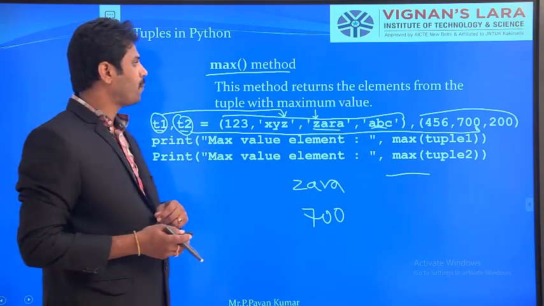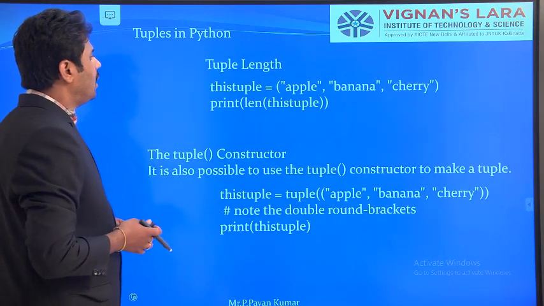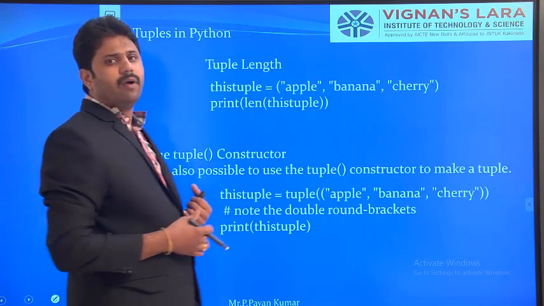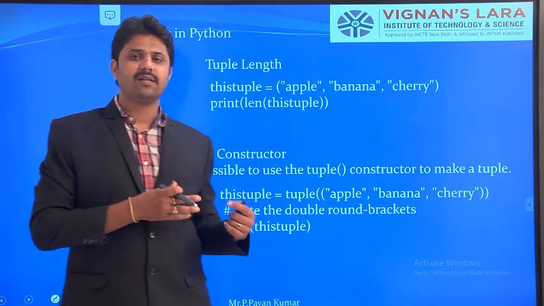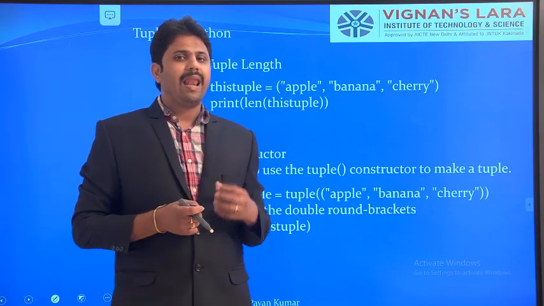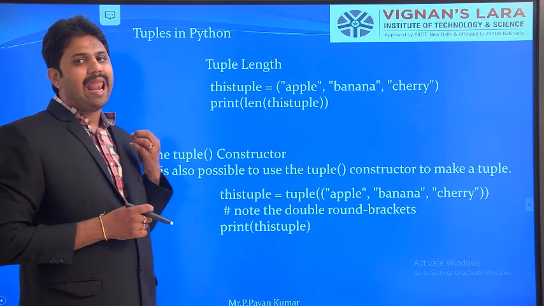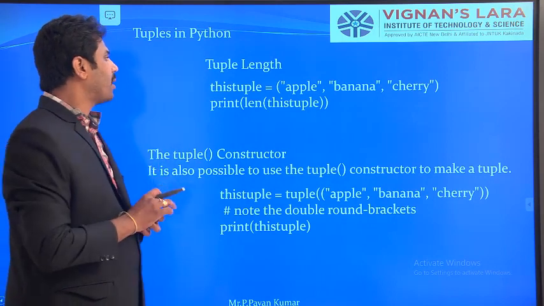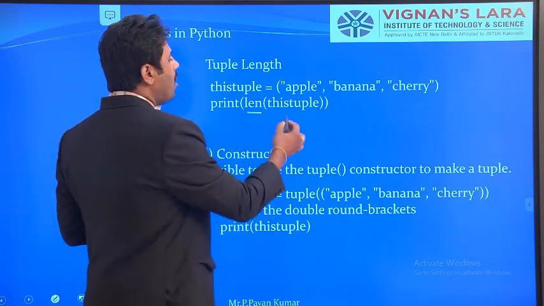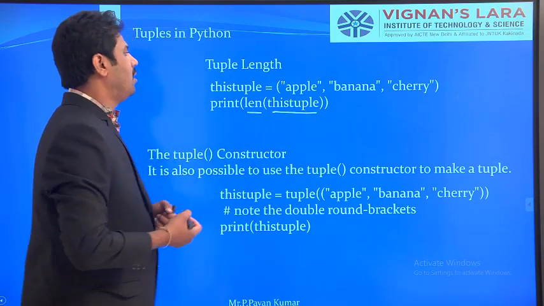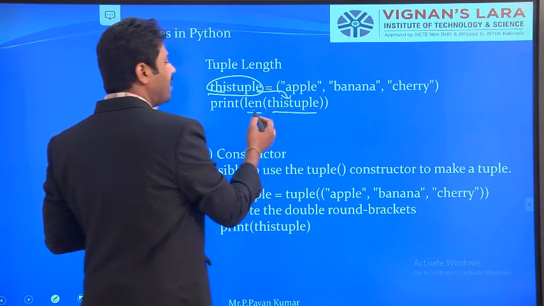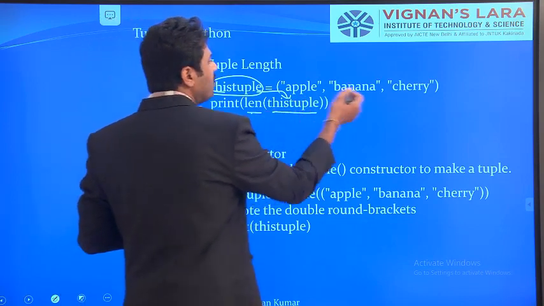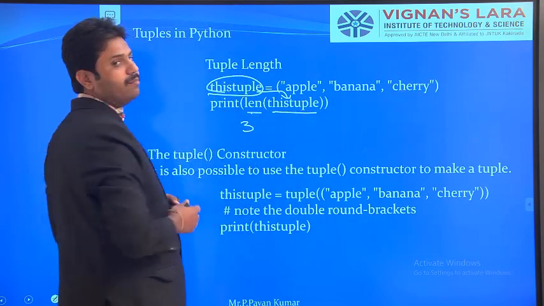Next, tuple length. If you want to find the length of the tuple, we already discussed the method len. Len is used to find the length of the tuple. Here let us see len of this tuple. Here I have a tuple name. Pass this tuple to the len. It just gives the length, which is 3.